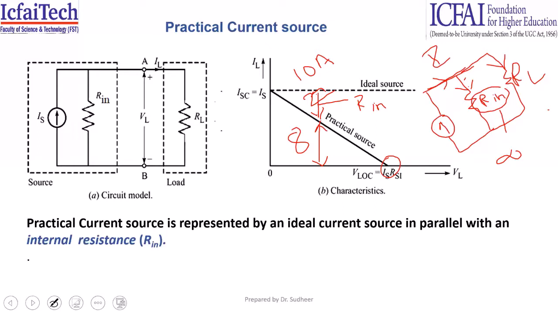So a practical current source is represented by an ideal current source in parallel with the internal resistance. For an ideal current source, the internal resistance is infinity; a practical current source will have a certain value.